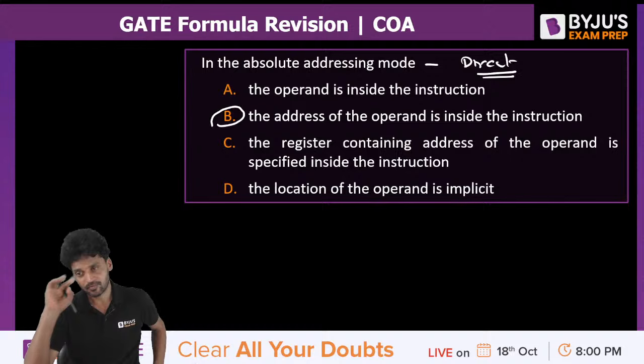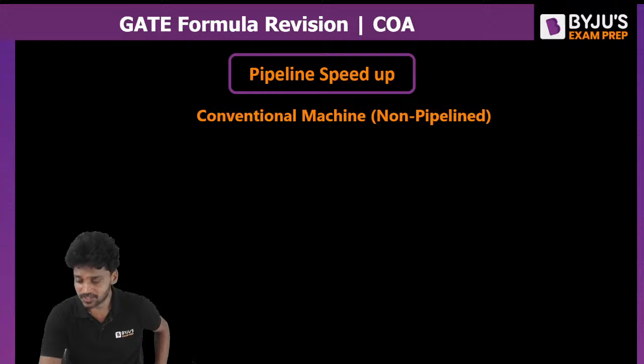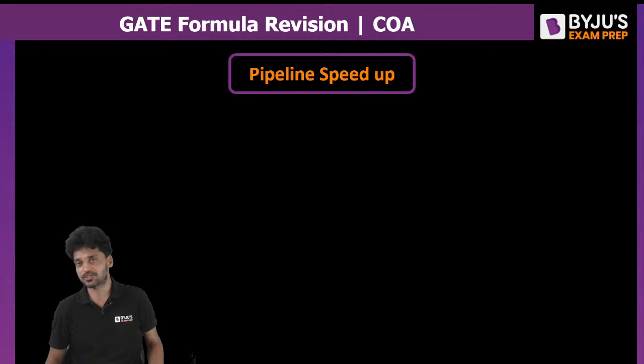Okay, option B is correct. I'm not wasting any more time because these are simple questions. Since we have less time, I want you people to go to pipelining, because I'm expecting some questions from pipelining. Since memory is one of the easiest topics, I am taking pipelining. So we will finish as many as possible in pipelining.